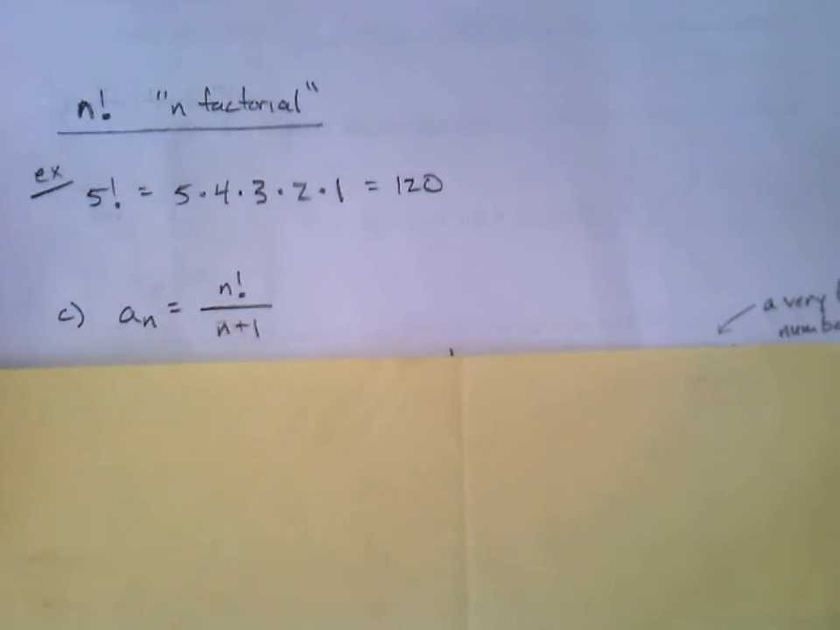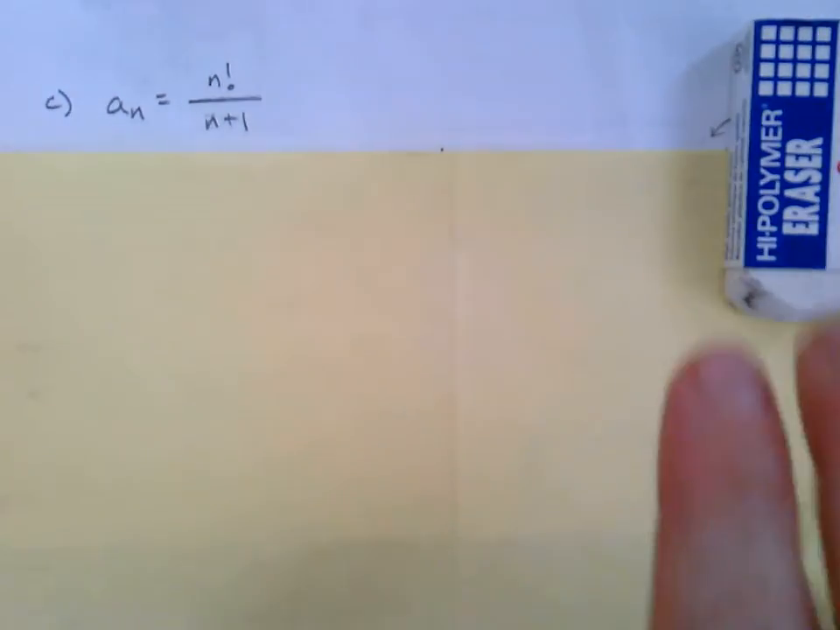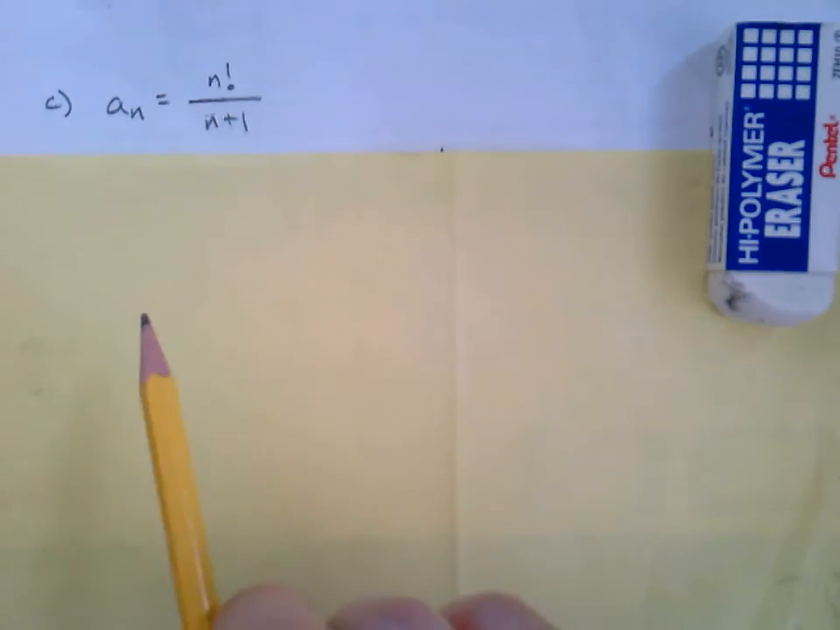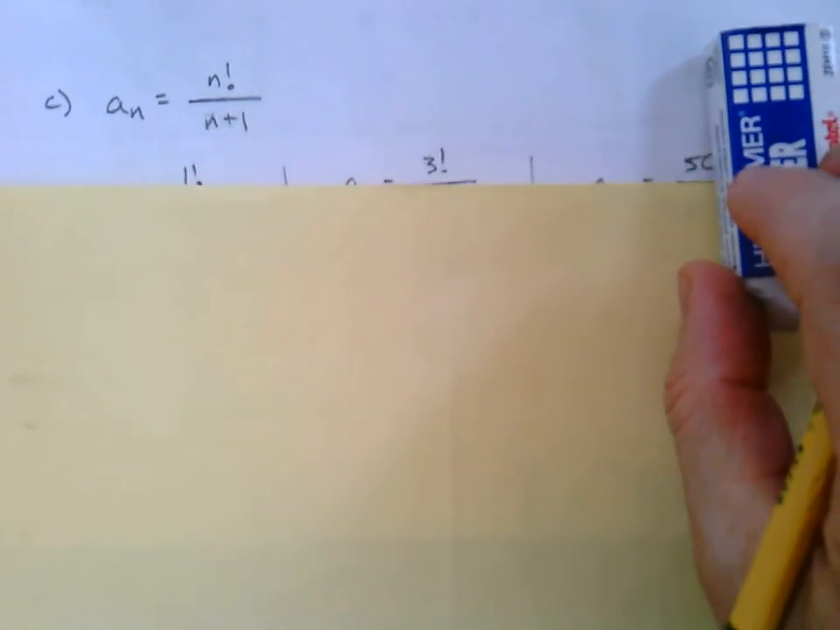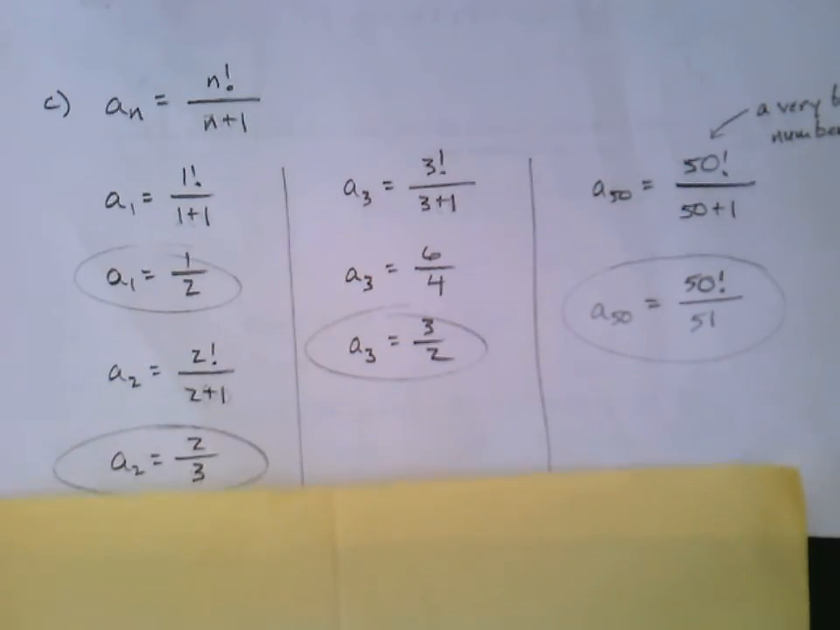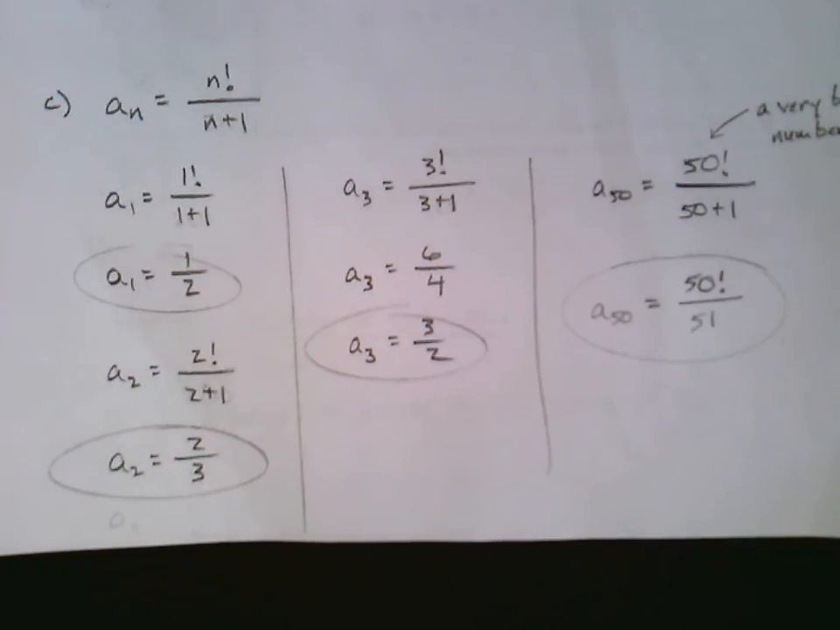So let's take a look at part C. We do have one last example. Ignore this for a moment. Here, the nth term, the general term, is n factorial over n plus 1. And same instructions, we want to find the first 3 terms and the 50th term. Well, let's go for it. Let's just look at everything and then we'll talk about things one at a time.